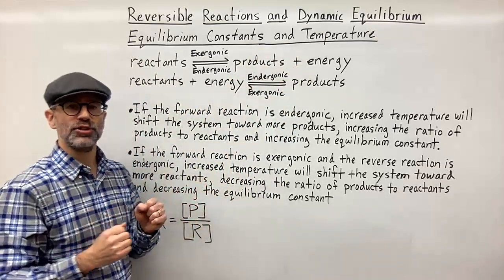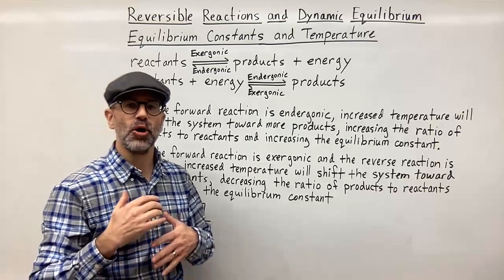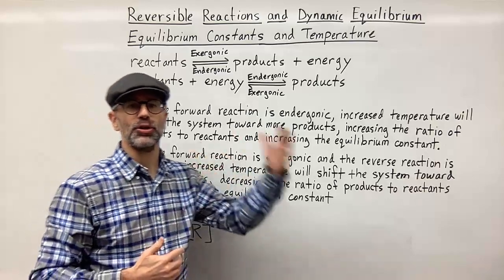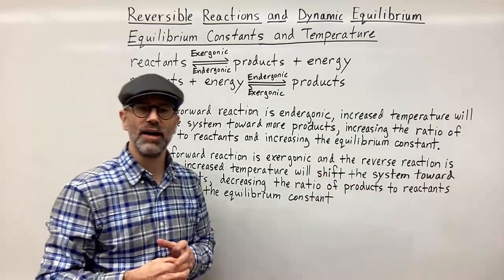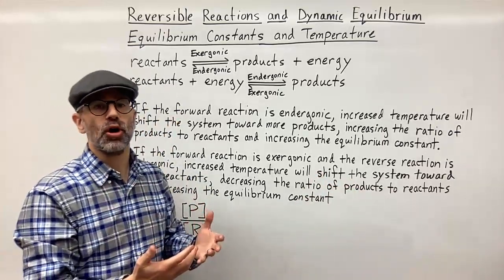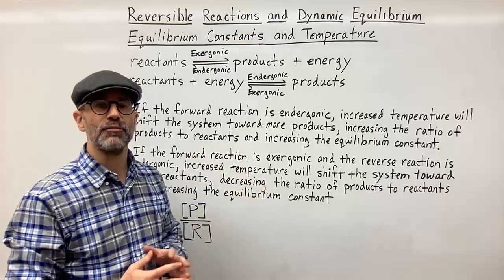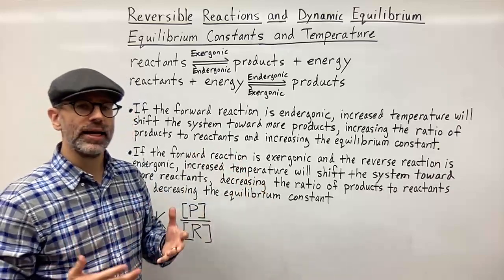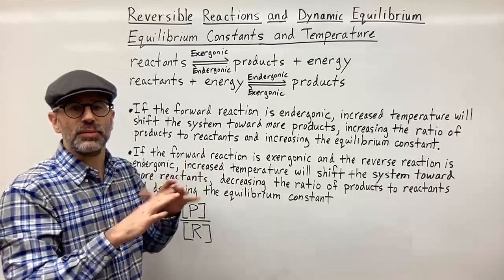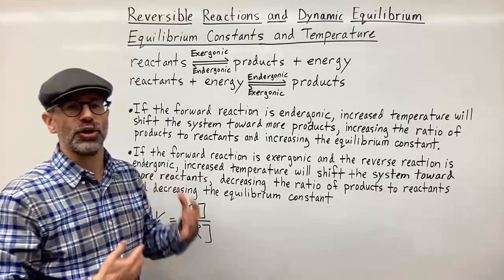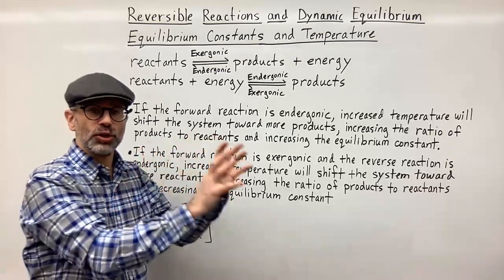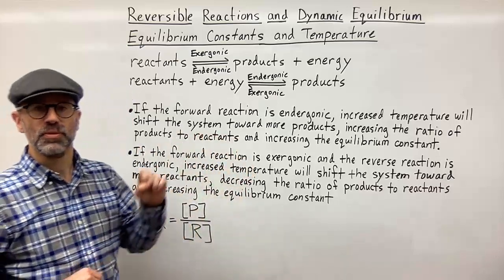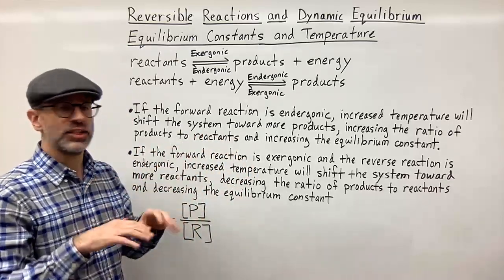So you can use this to help your reaction either produce more product or reactant, right? So if you want to produce more product, like say from your reaction, you might change the temperature. You might increase or lower the temperature in order to produce more product, to shift that equilibrium towards product. So that's what happens when you change temperature.